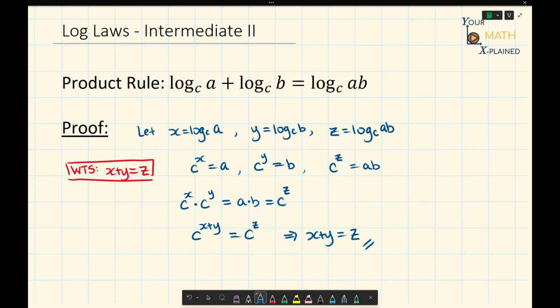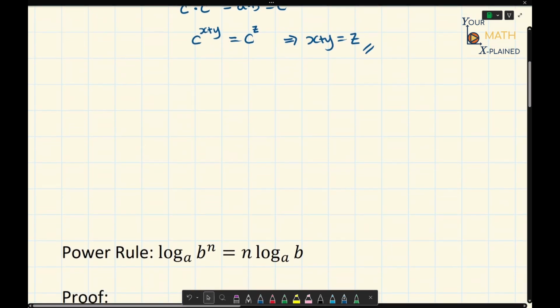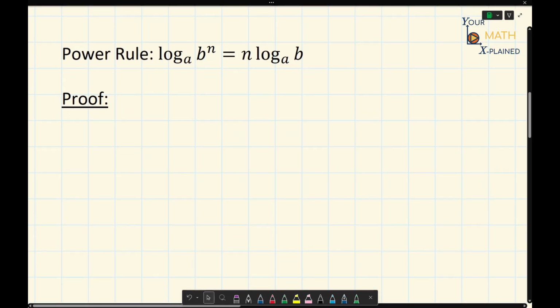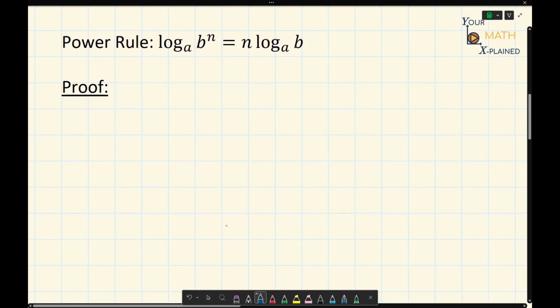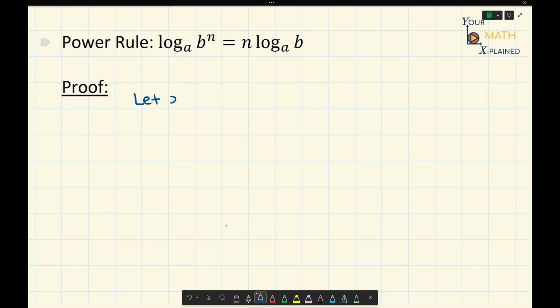Now we're not going to be proving the quotient rule because it's basically identical. What we're going to do is now we're going to go ahead and prove the power rule, and we're going to be doing something very similar. So we're going to start by letting x be equal to log base a of b. And then we're going to let z be equal to log base a of b to the power of n.